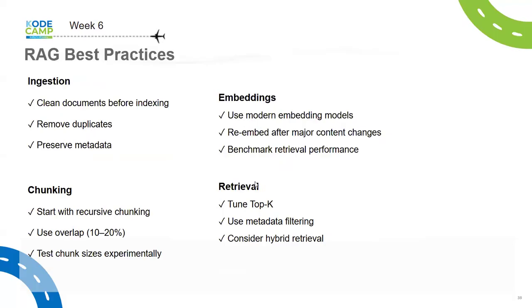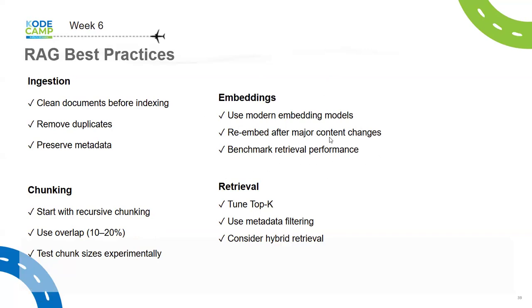So when doing a RAG, these are the best practices. Ingestion: make sure you clean your document before indexing, remove duplicates, preserve metadata. Chunking: make sure you start with recursive chunking so that you can have structure. Use overlap, 10 to 20% like we saw. Test your chunk sizes experimentally. I did a few experiments. Embeddings: use the more modern embedding models. Always re-embed after you have major changes in your content.